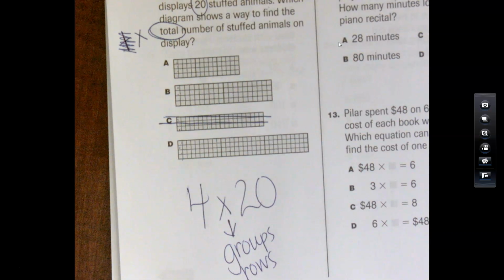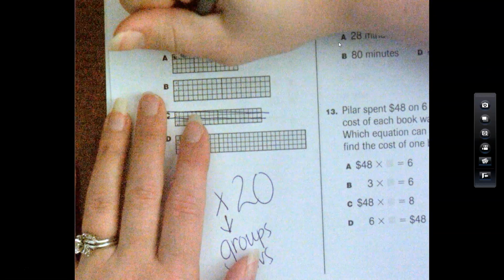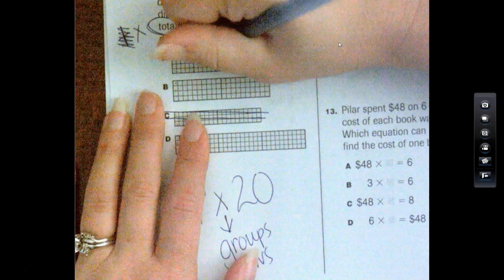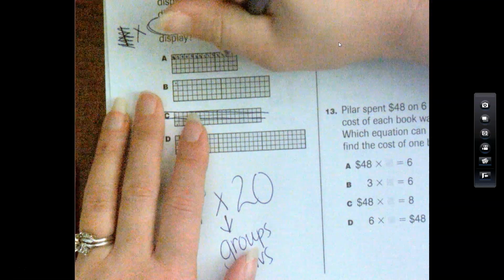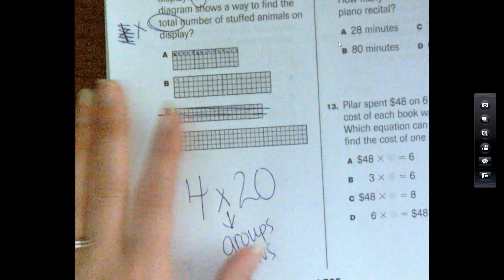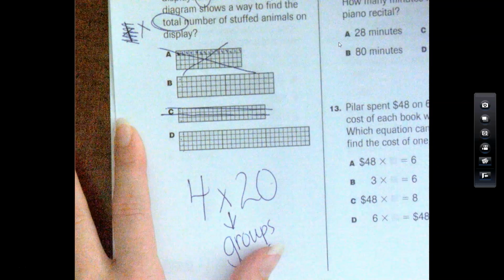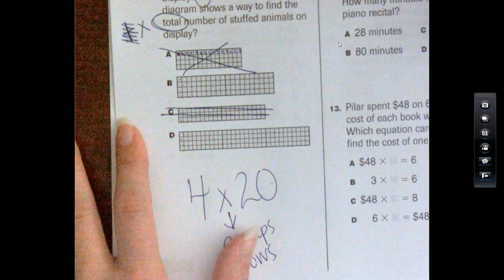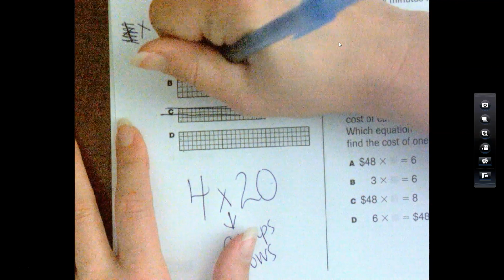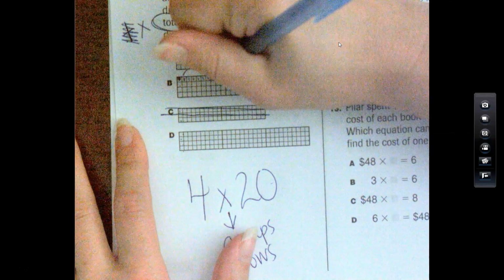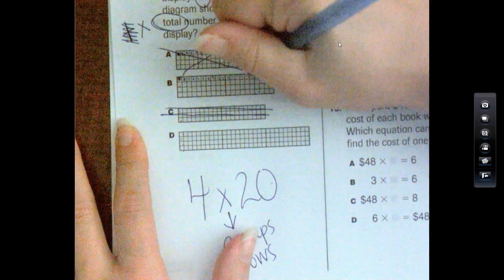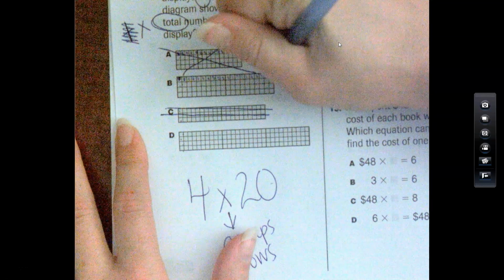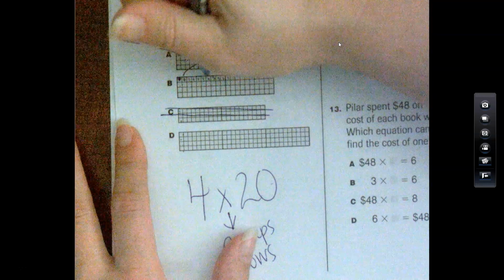Let's start by doing A and see if we have 20. Ready? 1, 2, 3, 4, 5, 6, 7, 8, 9, 10, 11, 12, 13, 14, 15. No, that's not 20, so A is not right. Let's see how many B has. 1, 2, 3, 4, 5, 6, 7, 8, 9, 10, 11, 12, 13, 14, 15, 16, 17, 18, 19, 20. So the correct answer is B.